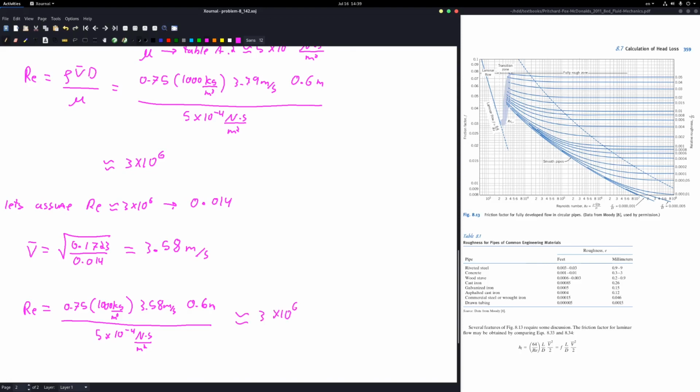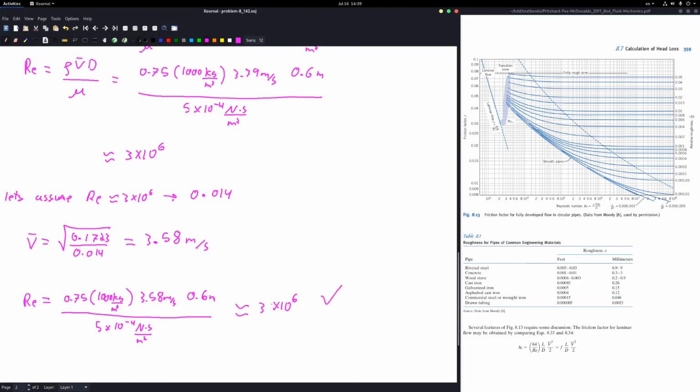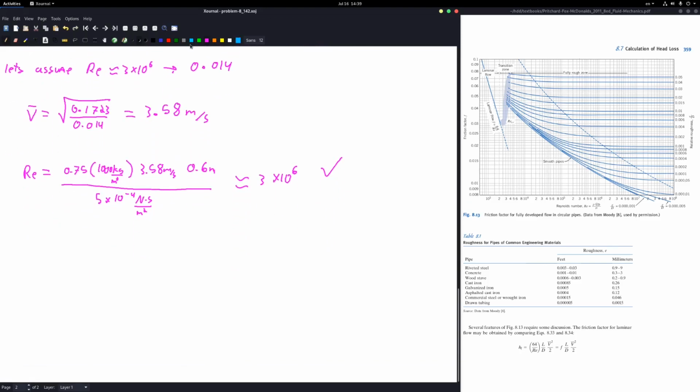With this second hypothesis, while recalculating the Reynolds number, we arrive very close to our initial hypothesis. And now the final step is just to take that velocity that we calculated and find the flow rate through the piping system.